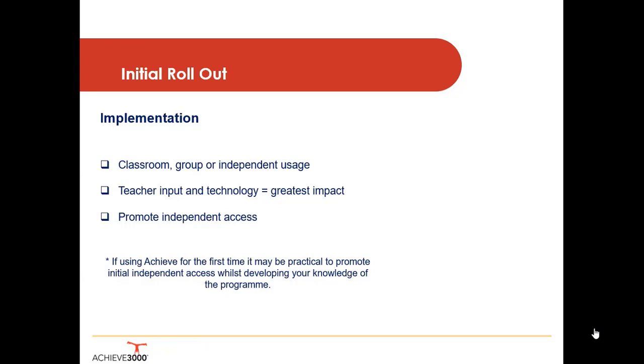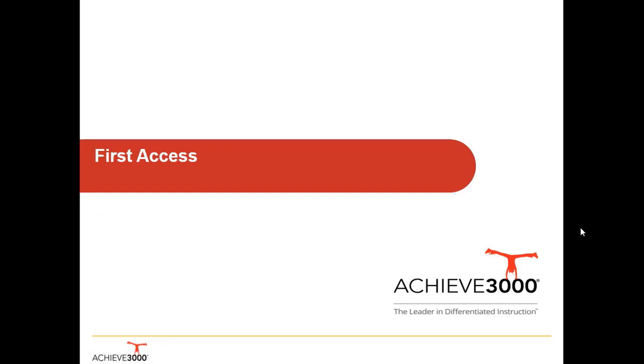Beginning or below-level readers will benefit from additional help, support and guidance, whilst Achieve is ideal for encouraging independent learning for students with a good comprehension of text. In this video, we will focus on a combined teacher and Achieve3000 approach. First access following the assessment.